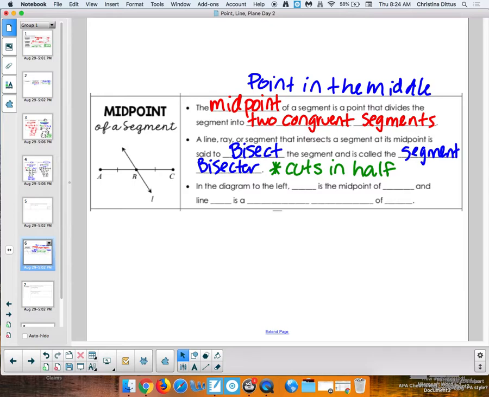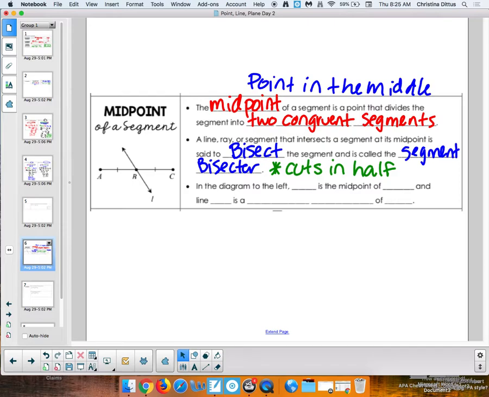Whether the problem tells you it's a midpoint or a bisector, you do the exact same thing. You have equal parts. So you're just going to set things equal. Okay? So two different words, you're gonna do the same thing. You're gonna set it up the same way.